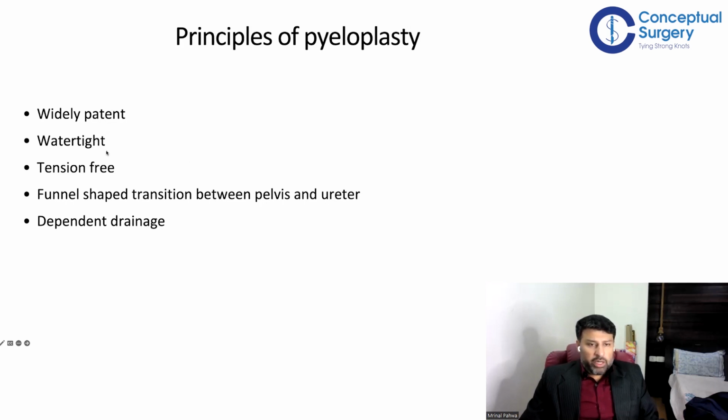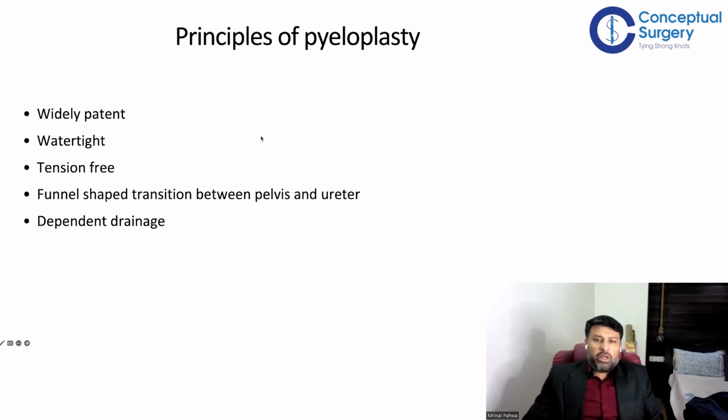Secondly, it should be watertight, as in there shouldn't be any leak of urine, because if there is a leak, it will lead to urinoma formation, lead to infection, lead to fibrosis and recurrence of the disease. So it has to be a watertight anastomosis. Third is tension free. That goes for any anastomosis that we do anywhere in the body. For it to be successful, the two surfaces have to be tension free.